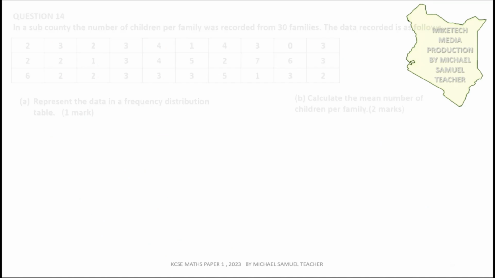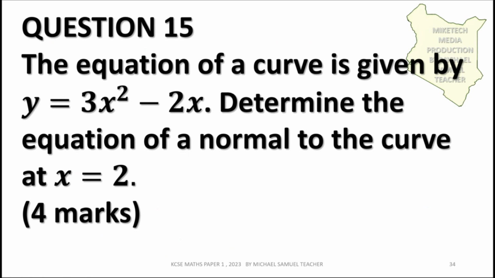Then question 15. The equation of a curve is given by y is equal to 3x squared minus 2x. Determine the equation of a normal to the curve at x is equal to 2.